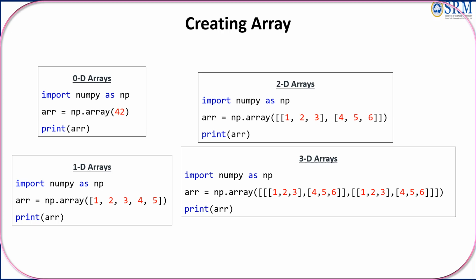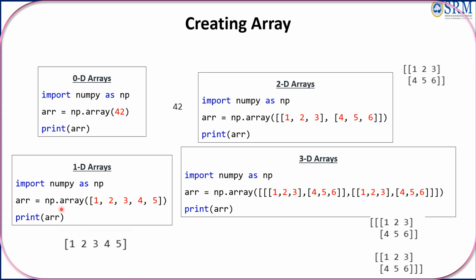For a 0-dimensional array, we have to import numpy as np, and the array is created here with the name arr, and we use the np.array function to create the array. Since it's a 0-dimensional array, we give only one element, here 42. Any value can be given here and it will be displayed. Once you print, you can check the output will be 42. Likewise, we can check how to create and what the output will be for one-dimensional, two-dimensional, and three-dimensional arrays.